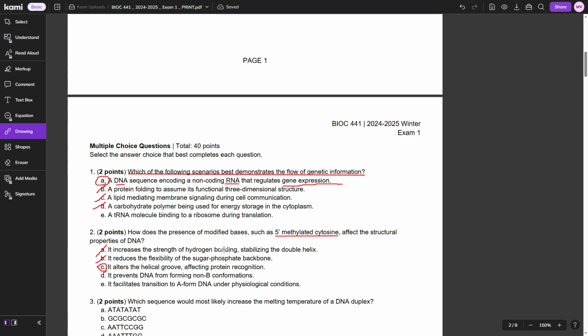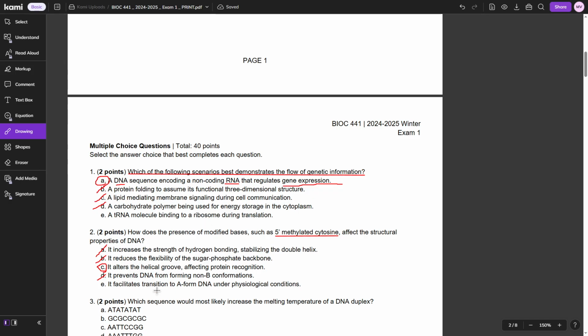This makes sense, right? If you methylate stuff, you're going to change the structure of the major or minor groove, or usually the major groove in this case. And by changing the structure, maybe some proteins can't bind properly. It prevents DNA from forming non-B conformations. No, that doesn't matter, right? It doesn't matter if it's got a methylation or not. It can still form any other conformation it wants.